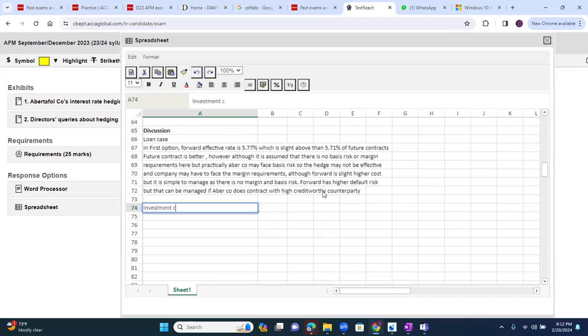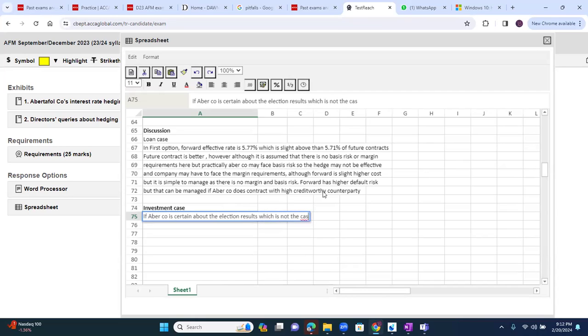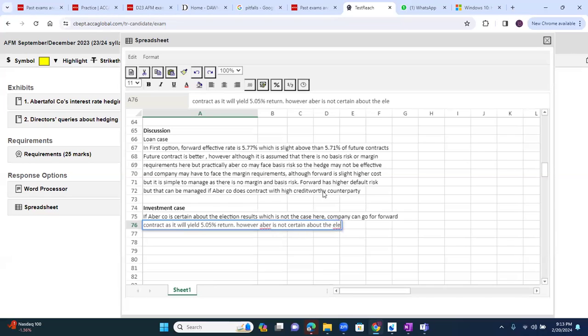Then you will write from the investment case perspective. Okay, so investment case depends. If Aber company is certain about the election results, which is not the case here, company can go for forward contract as it will yield 5.05% return. However, Aber is not certain about the election result.